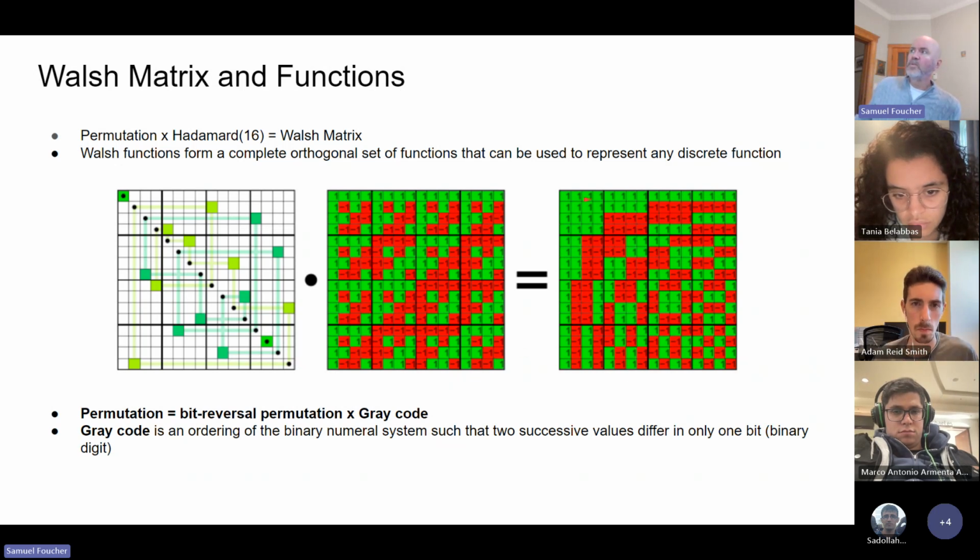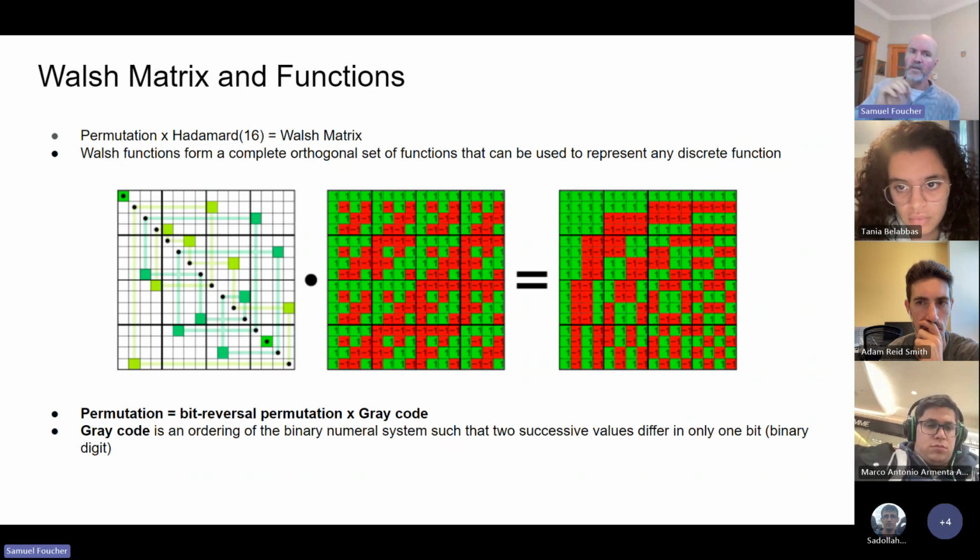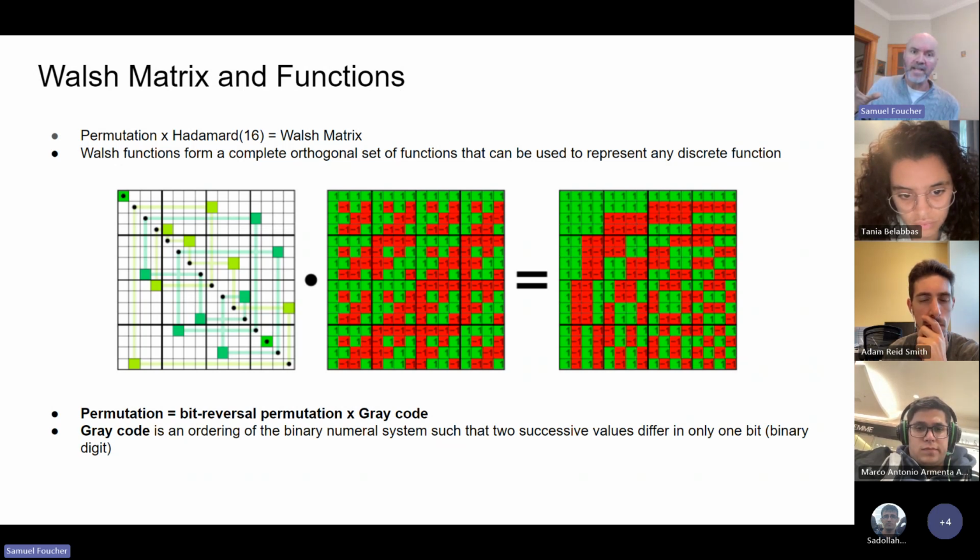And each of the rows here is called a Walsh function, and the Walsh functions are a complete orthogonal set of functions. So that's why it's related to the fast Fourier transform, because the fast Fourier transform is also an orthogonal transform. So I'm really making a high-level summary. You see in the paper there are a lot of details on that, but basically it's just a permutation of what the general Hadamard operator is doing, and you get a more efficient set of functions that are orthogonal.